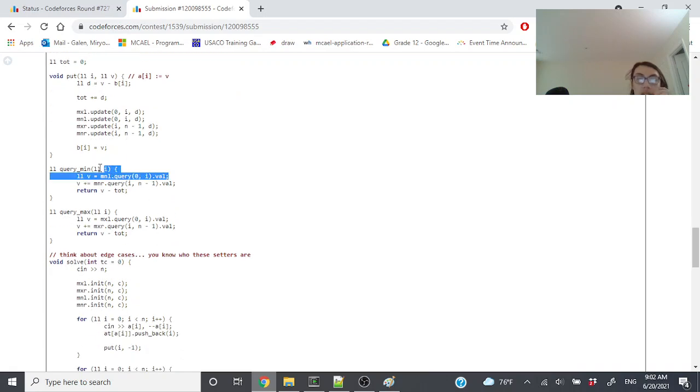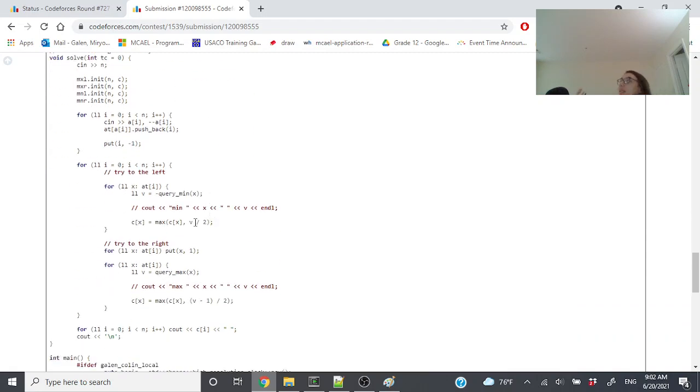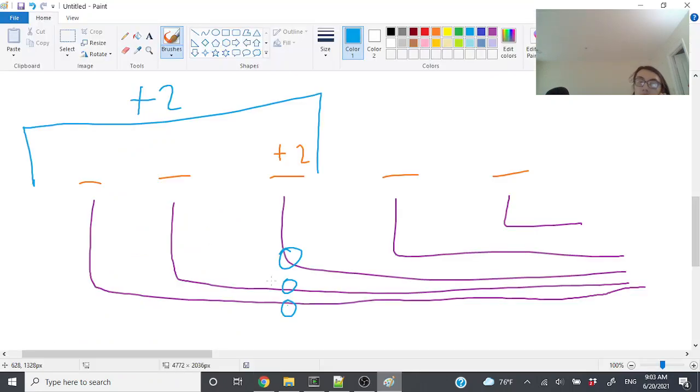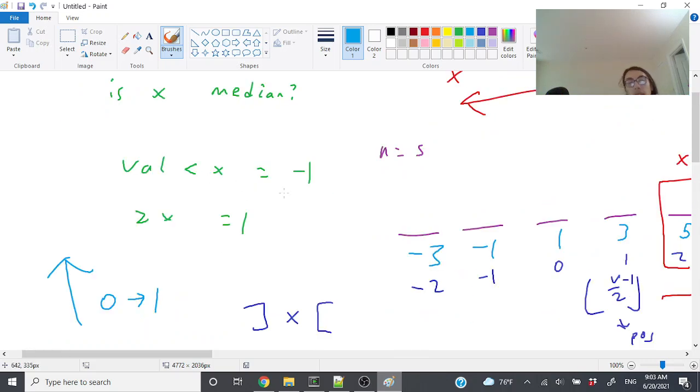Then querying the min is querying the left and then the right, and then we subtract the total array. You can also use the segment tree to figure out the total; it doesn't really matter either way. So now we try the left, and going to the left, initially we still set every value less than or equal to x to -1. So this would be less than or equal. This would be that.